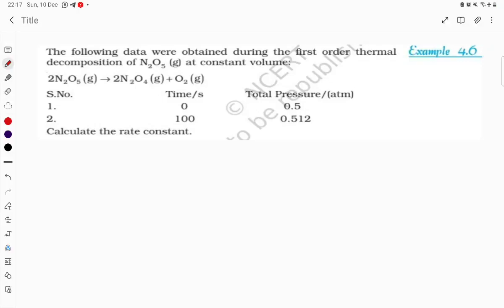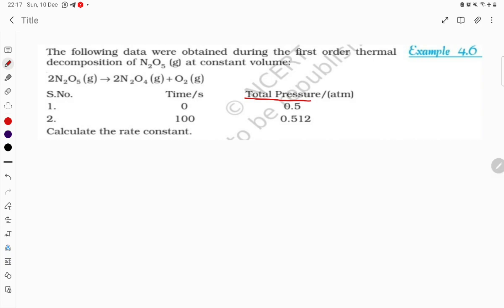Hello student, let's try to understand a problem asked by my student. This is the first order reaction, but in the gaseous state. Here pressure is given. This is the type of problem which is asked every year in the board exam, so you need to be very clear about the concept. These questions are very easy, but because of some tricks students face problems.